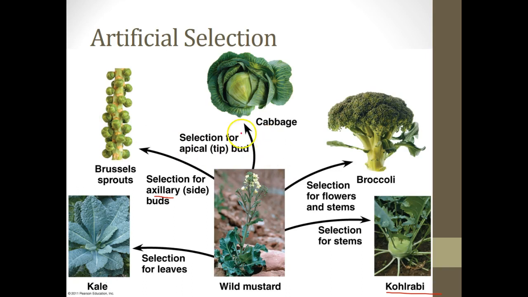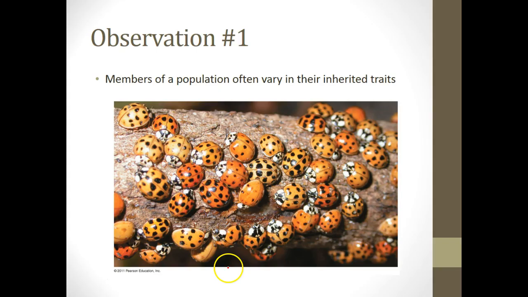We only bred the biggest apical tips together, and we got cabbage. We only bred the largest flowers and stems, and we got broccoli and kohlrabi. We selected for the biggest leaves, and you get things like kale. Okay, humans have created those. These are species of plants that have been created by humans from the common ancestor, which is the wild mustard.